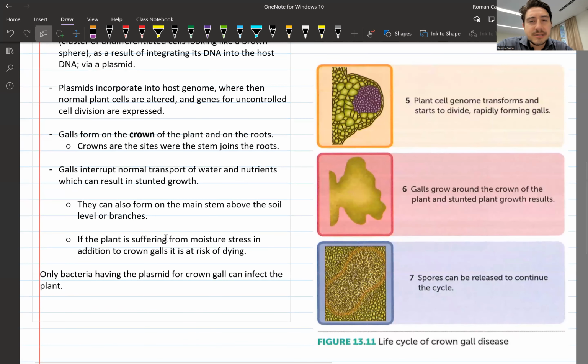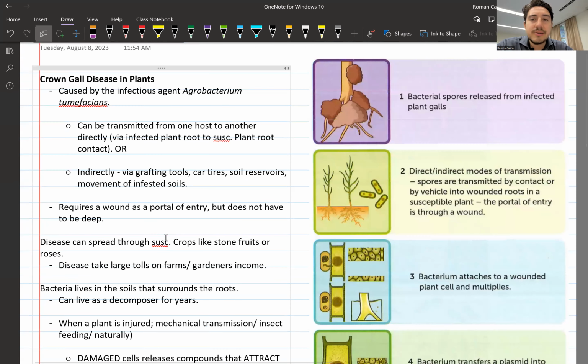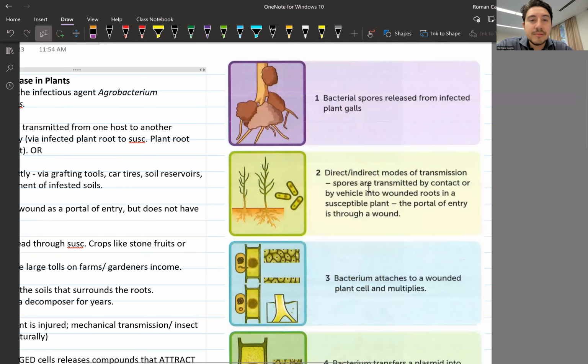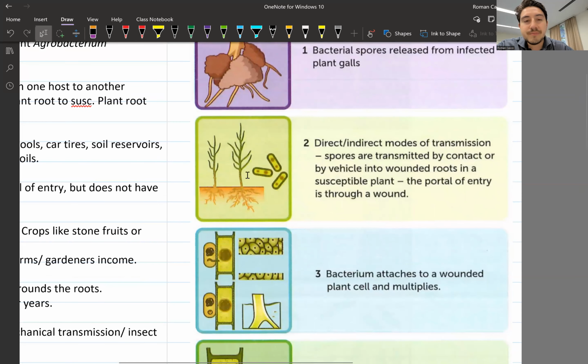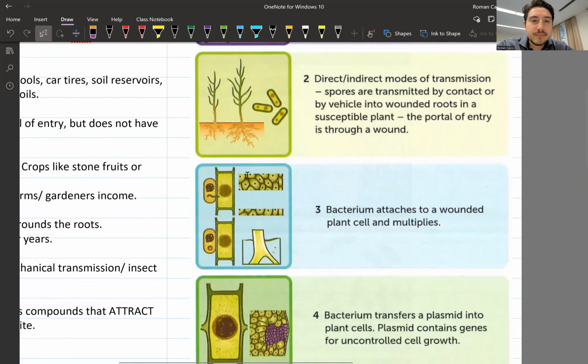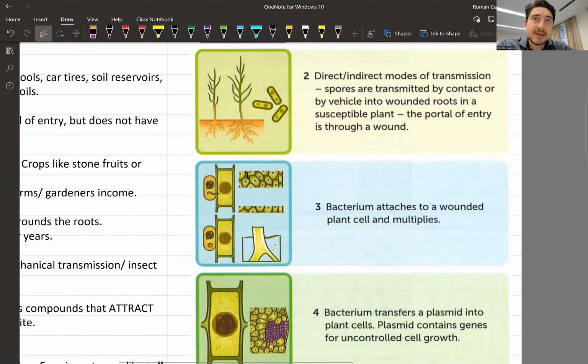In terms of life cycle, it's essentially what I mentioned, right? If you take a look at the panel here, you have these little galls, and the galls themselves can actually liberate spores, bacterial spores, and basically spread out. So you have these structures here, and they liberate these spores, right? And again, this is what passes, directly or indirectly, infecting one plant from another, as I mentioned before.